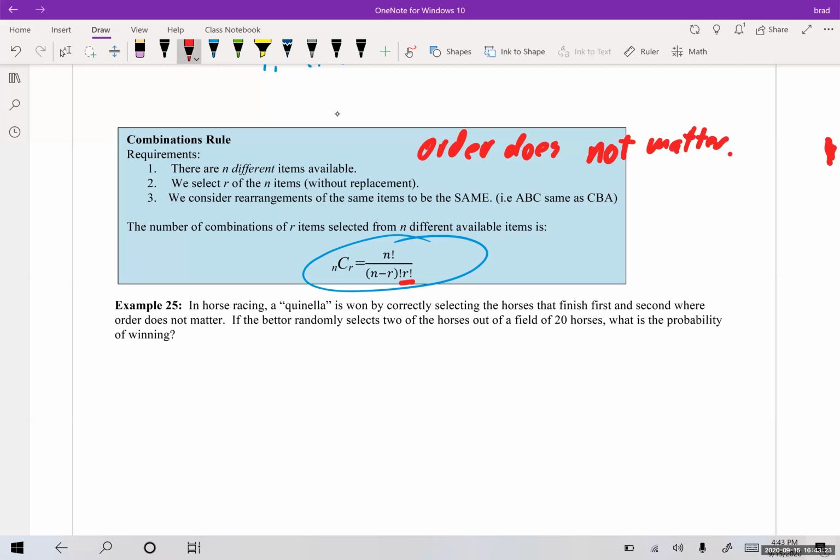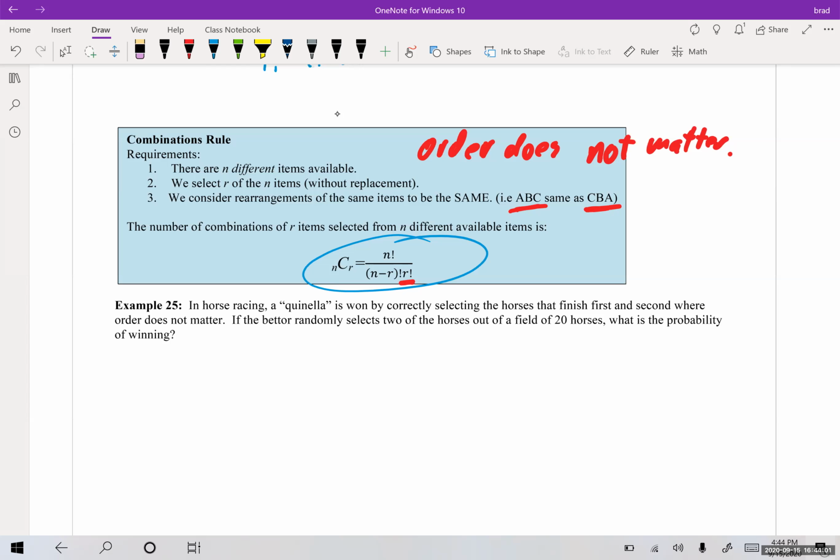Okay, so now the combination rule is the same as the other one, but we have this little extra times r factorial. So with the combination rule, ABC is the same as CBA. There is no difference between the two of them, okay? So you can't count that as 2 separate rearrangements. That's just one. So if I said, what about ABC and CBA and BCA? All of these are actually the same, right? There is no difference between them. Those would all count as one rearrangement, not as 3. But if we were doing permutations, they would count as 3. So permutations normally have more outcomes, more possibilities, okay?